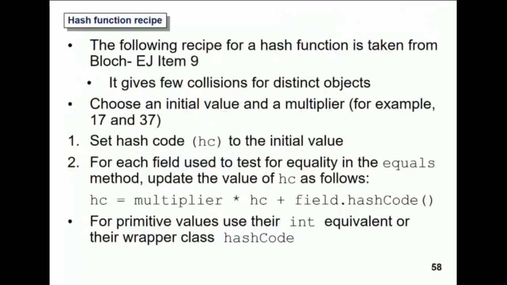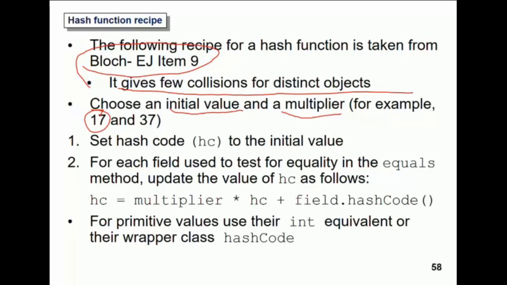Okay. So this is a pretty good recipe for creating a hashcode. It's taken from Joshua Bloch's item number 9. It gives few collisions for distinct objects. So you can never guarantee that there won't be a collision, but this recipe gives few collisions. So the recipe is this: choose an initial value and a multiplier. For example, you can choose your initial value to be 17 and your multiplier to be 37. So you set the hashcode initially to the initial value. So in this case, the hashcode first will be 17. So that's my initial hashcode.